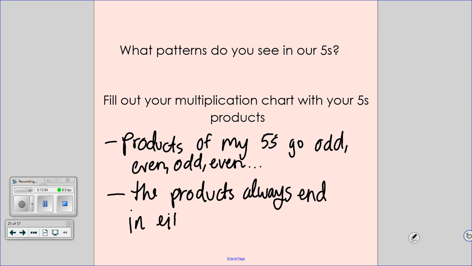They either end in a 5 or a 0. Interesting.